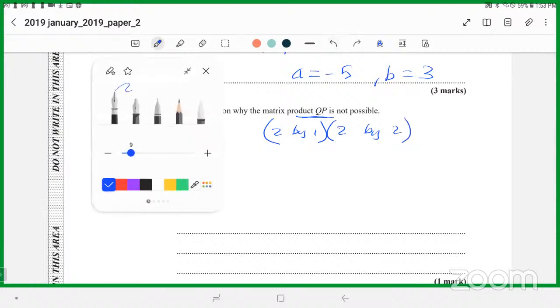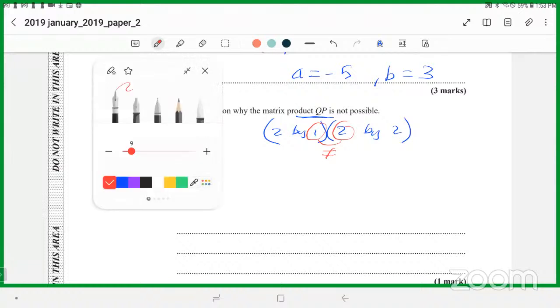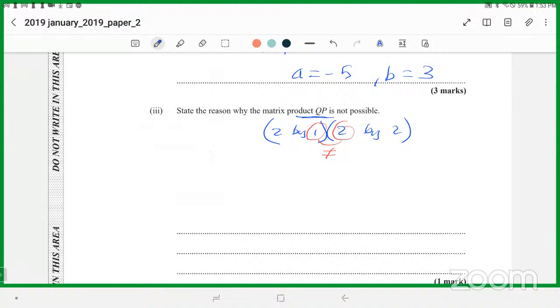And I'm going to circle these and say something like, these are not equal, not equal. Once those two numbers are not equal in terms of the order of the matrices, the multiplication is not possible. We say it is non-conformable. And they write the reason. Simple. The number of columns in Q is not equal to the number of rows in P. That's the reason. Let's write that.